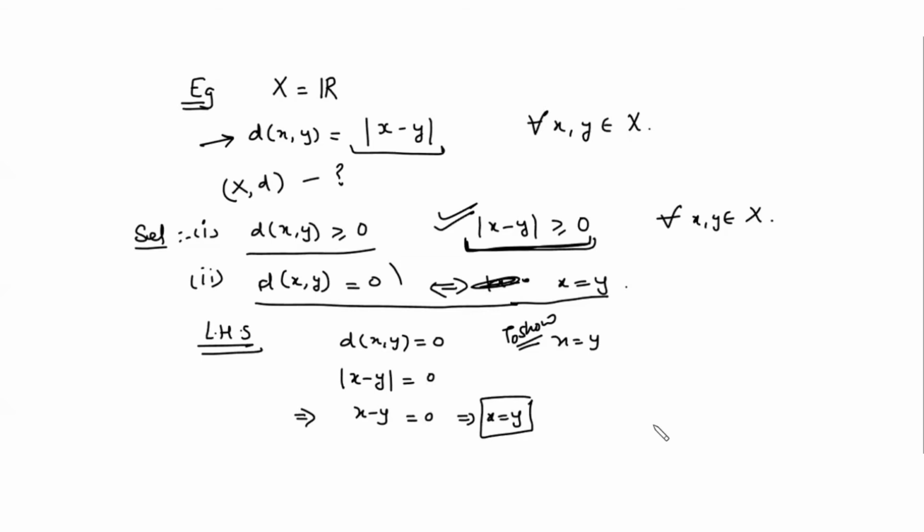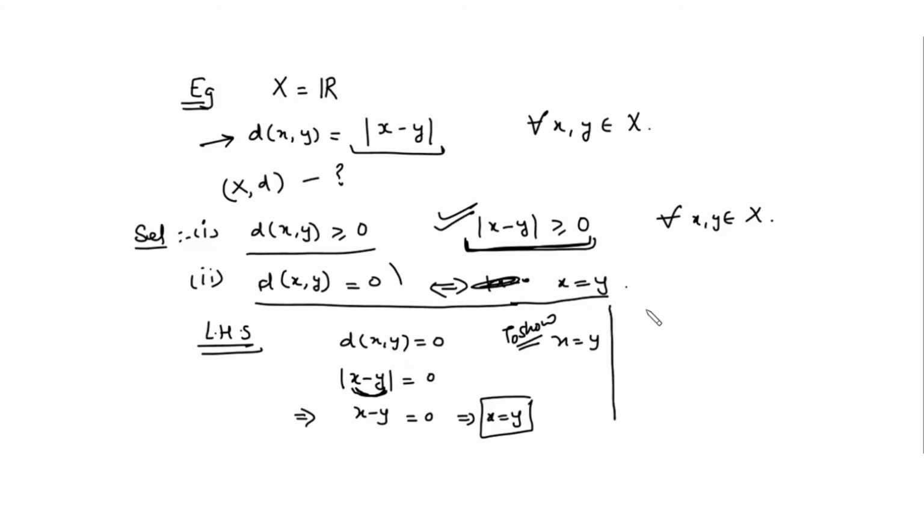and which implies the points are the same. Is it clear? We know that mod of a will be 0 only when a is 0. Call this a. So mod of a is 0. This implies a is 0. So from here we get x is equal to y. This is what we have to show. So whenever d of x y is 0, this implies that x is equal to y.